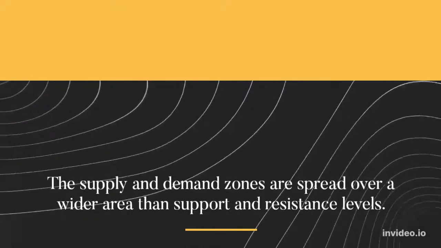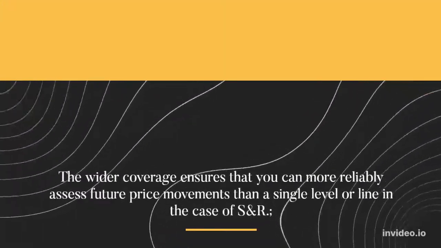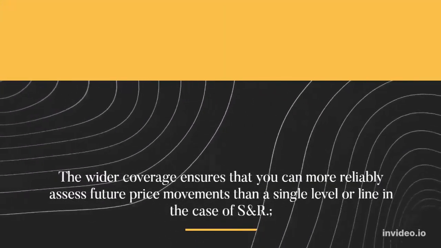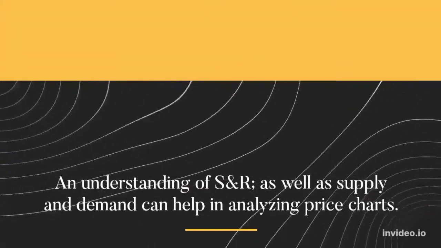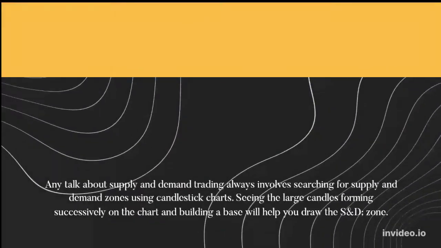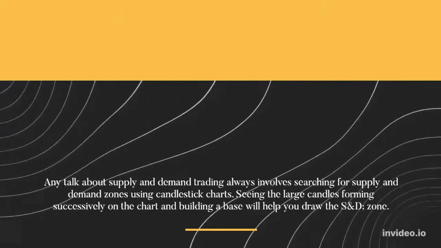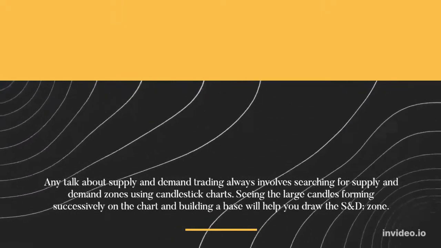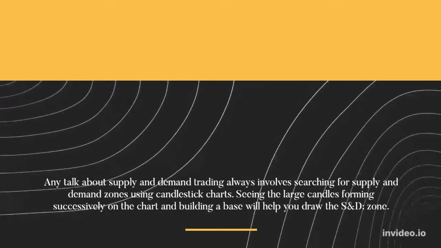The supply and demand zones are spread over a wider area than support and resistance levels. The wider coverage ensures that you can more reliably assess future price movements than with a single level or line in the case of S&R. An understanding of S&R, as well as supply and demand, can help in analyzing price charts. Any talk about supply and demand trading always involves searching for supply and demand zones using candlestick charts. Seeing the large candles forming successively on the chart and building a base will help you draw the S&D zone.